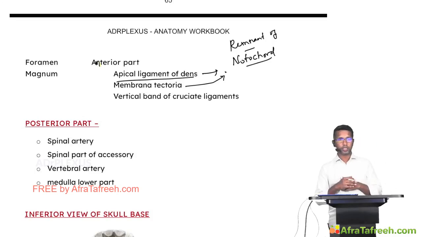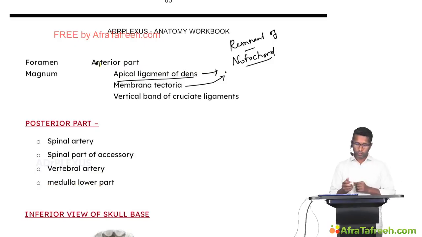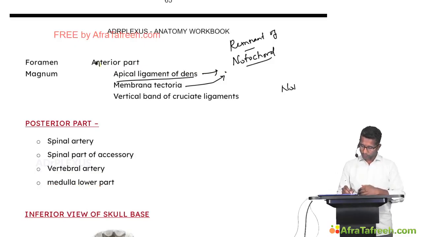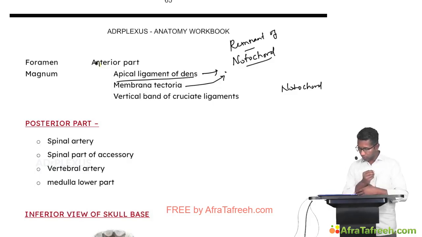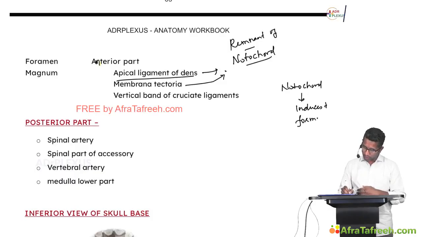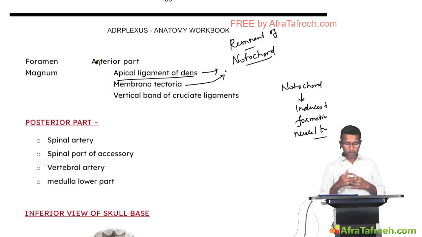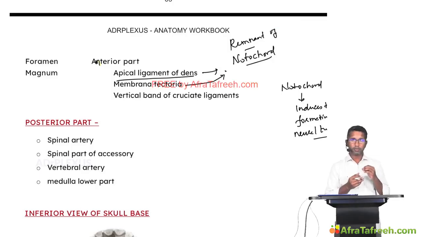Notochord is a primitive structure in the embryo which induces the formation of the neural tube. Once the neural tube is formed and the vertebra develops, this notochord becomes a remnant. This notochord remnant is seen in various parts of our body. One such area is the apical ligament of dens.